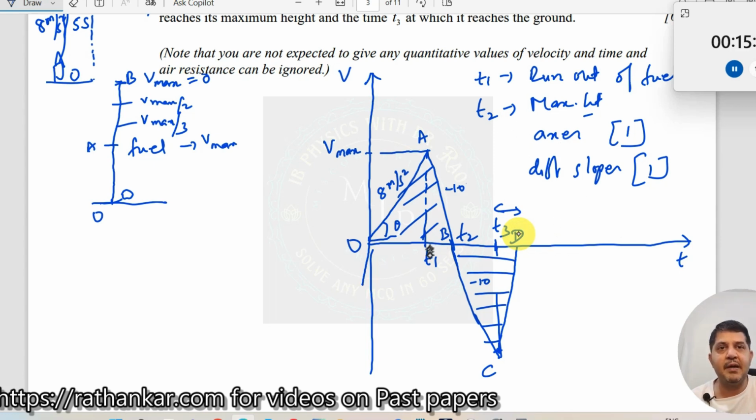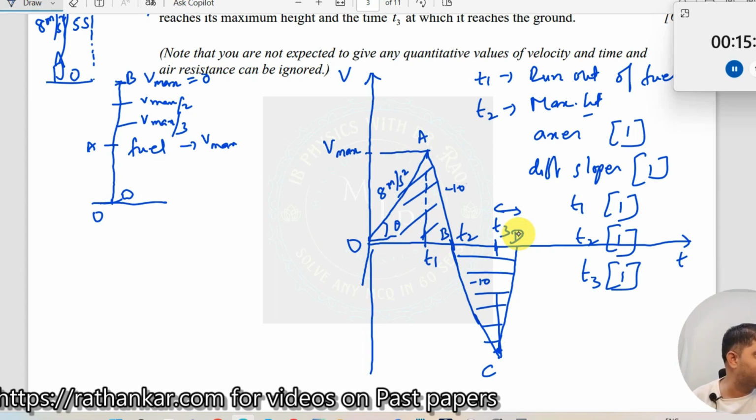Then properly marking the point T1. For T1, one mark over here. For T2, one mark over here, right? And for T3, one more mark over here. So we have done all this, T1, T2, T3 over here. And then what is that? The area OAB is equal to area BCD.